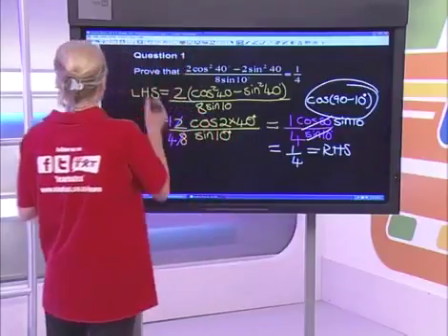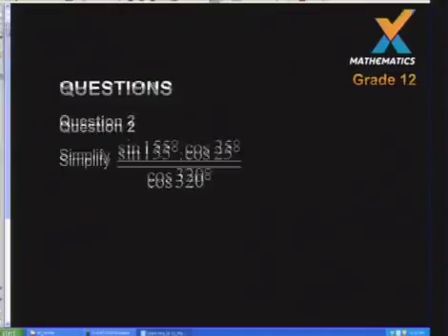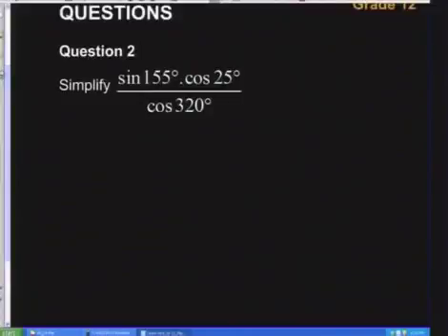Right, let's have a look at our next question. Now, the next question also says to us, simplify without the use of a calculator. So please, guys, don't go punching this into your calculator. No can do. We are not allowed to. So the first thing that we do is we change all of our angles to acute angles.